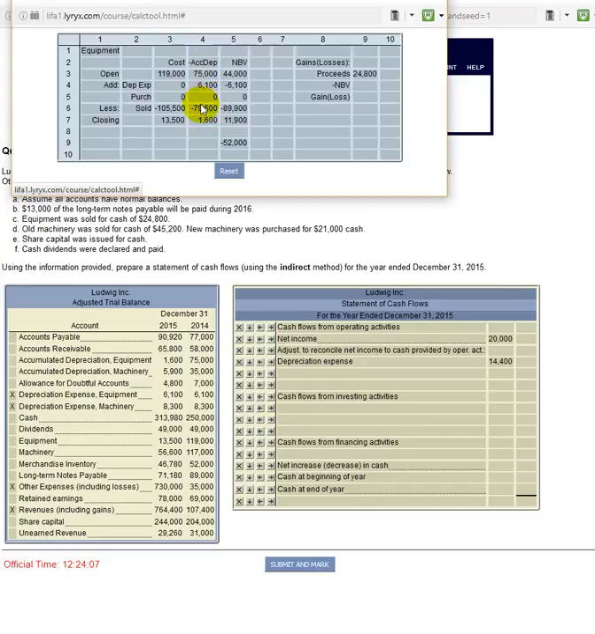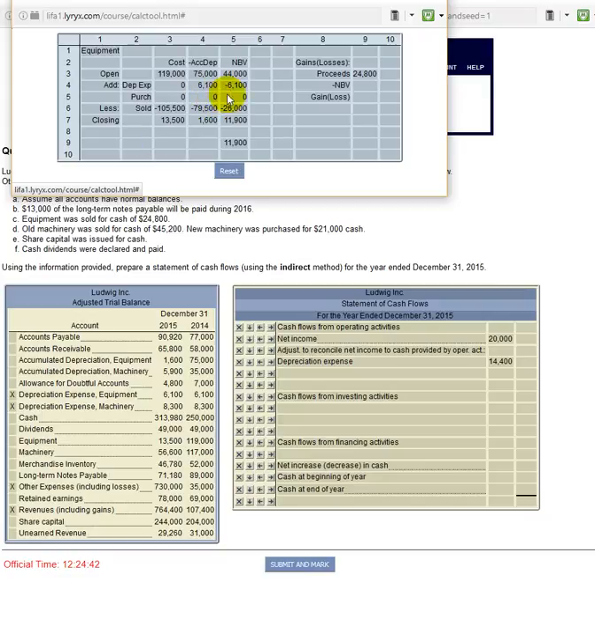So 75 minus, okay, let's change this number now. 115,100. Well, boy, I really typed that well. So 105,500 minus a negative 79,500 gives us a negative 26,000. And then let's see if that works. 44,000 minus 6,100 minus 26,000. It does indeed work out to 11,900.